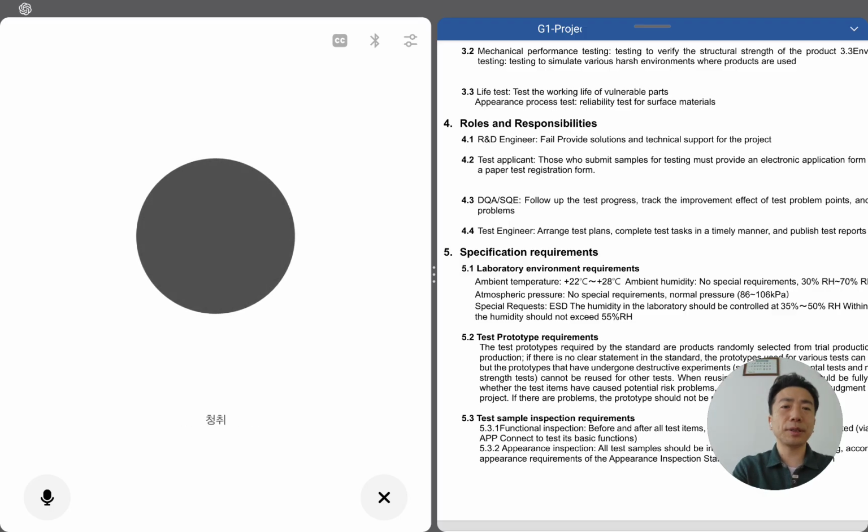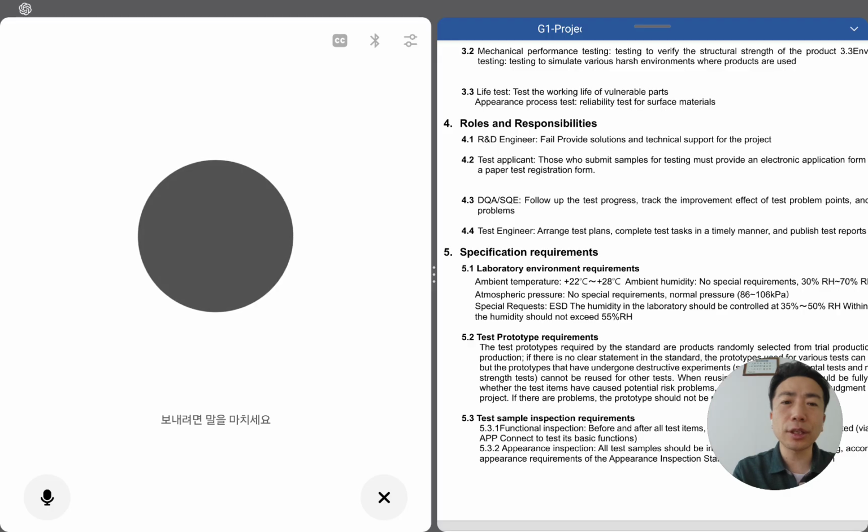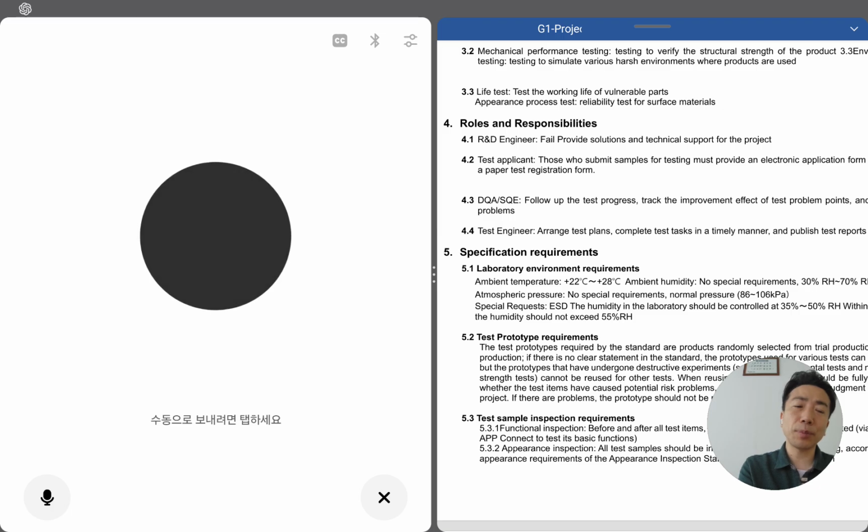I think it's enough. GPT, let's move on to the next part. Number 5, tech specification requirements. GPT, please read the 5.1 line, laboratory environment requirements. Could you please read that first?